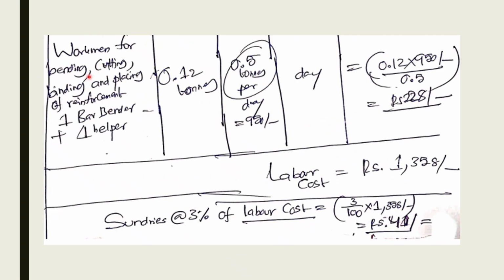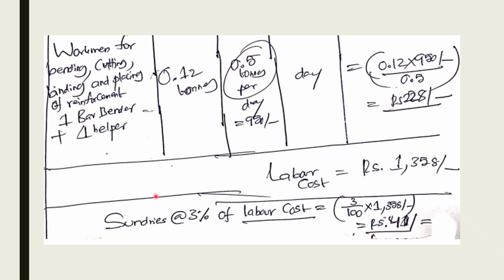Next, workmen for bending, meaning steel bending, reinforcement bending, cutting, and binding wire placing. For all these, the overall quantity is 0.12 tons. And they work 0.5 ton per day. How much do they charge? 950 rupees per day. So multiply 950 with 0.12 and divide by 0.5 because they work 0.5 ton per day. We simplify this, we get 228 rupees. So add the mason, mazdoor, helper amount with this work, we get 1358 rupees.